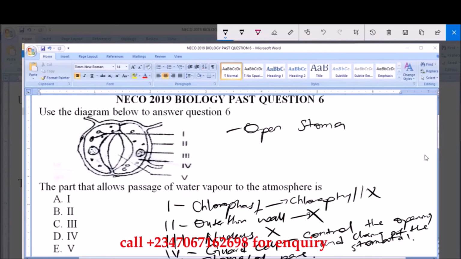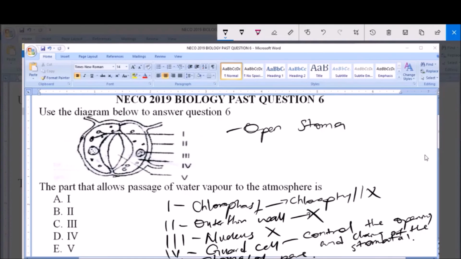I can see the stomata now. This is an open stoma. The stomata pore is open. Now, these are the guard cells, and these guard cells control the opening and closing of this stomata. But the question says the part that allows the passage of water vapor.